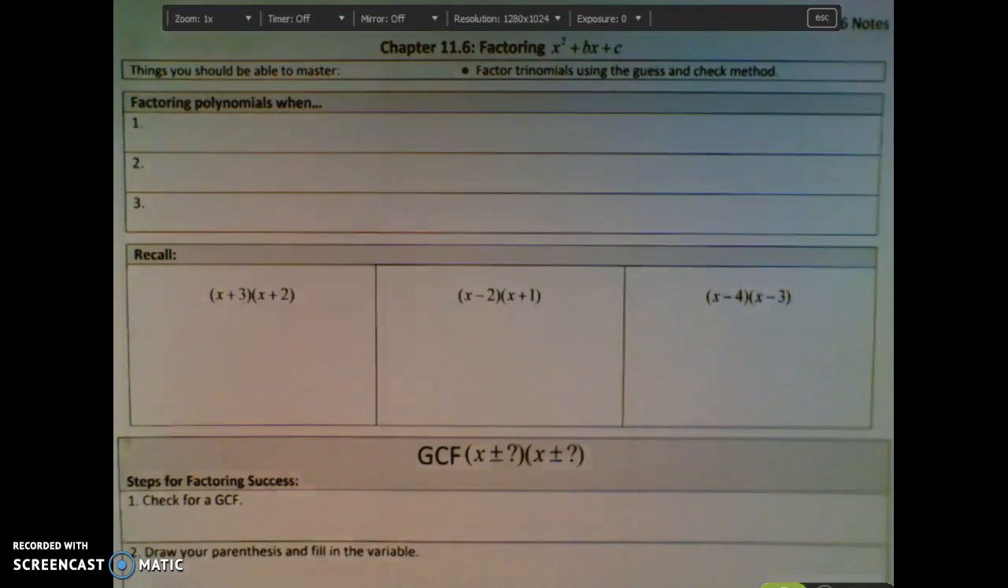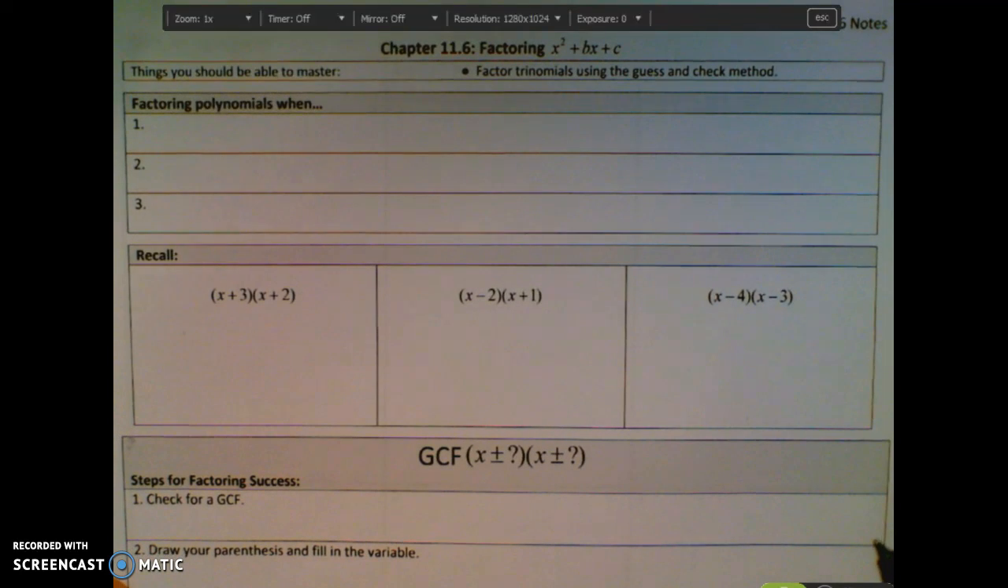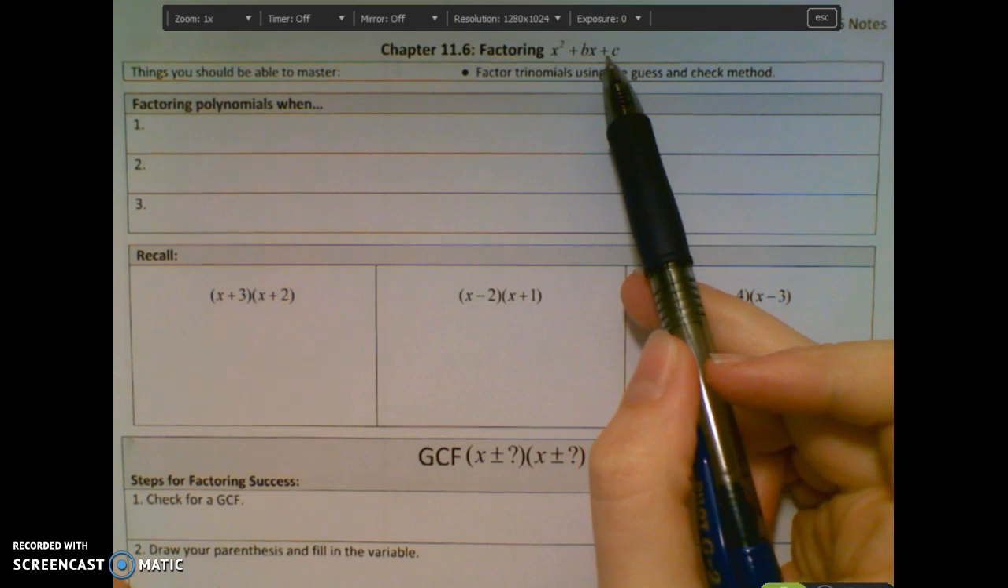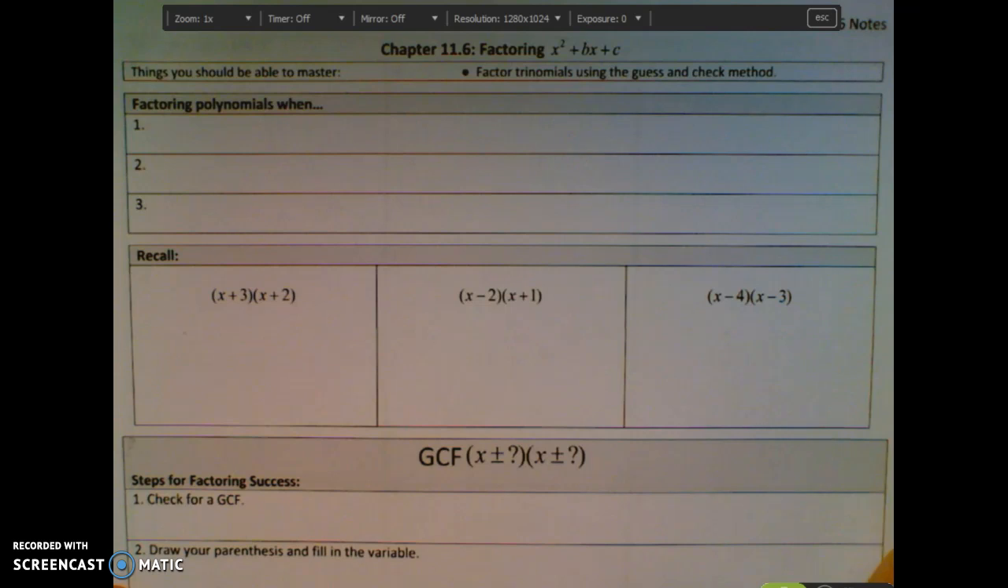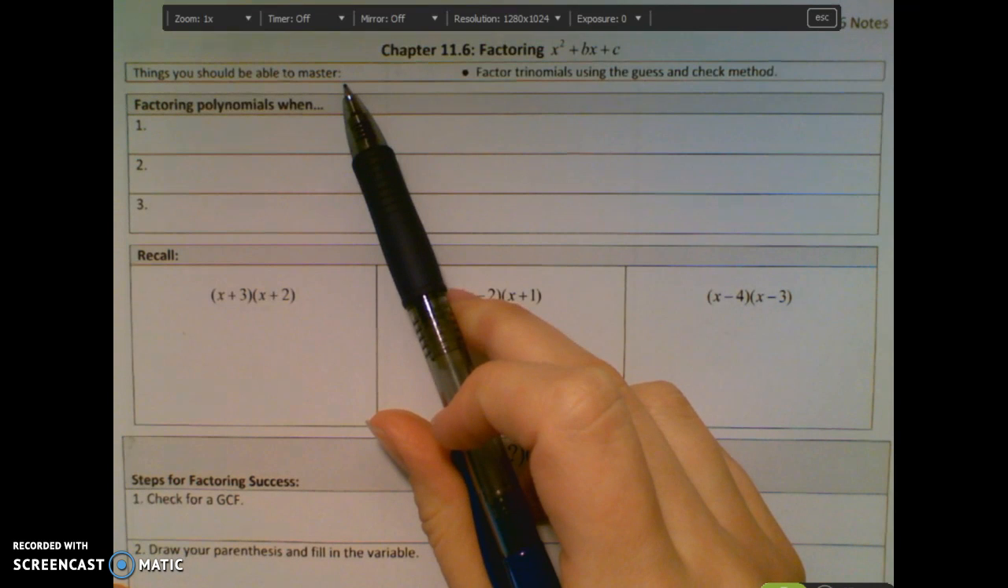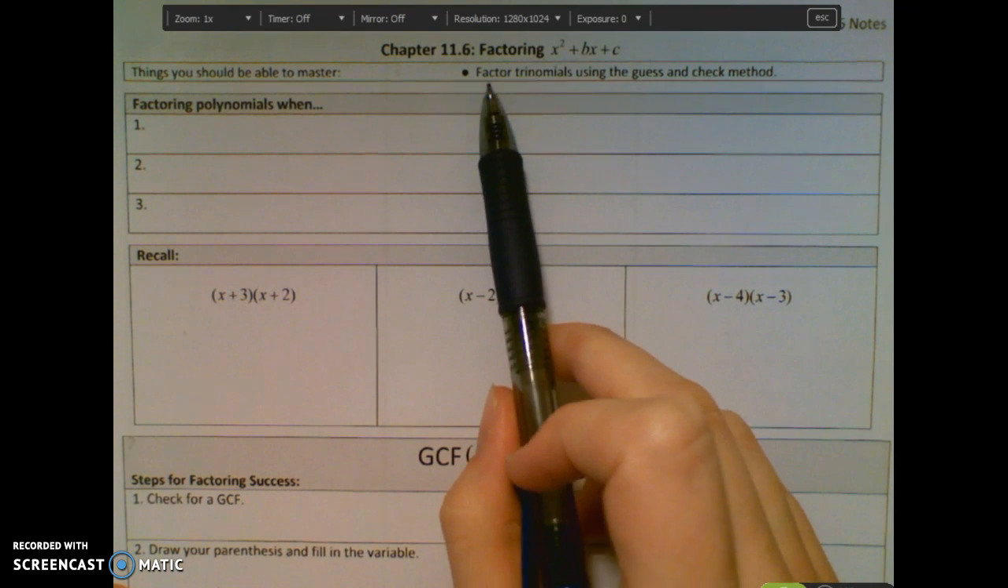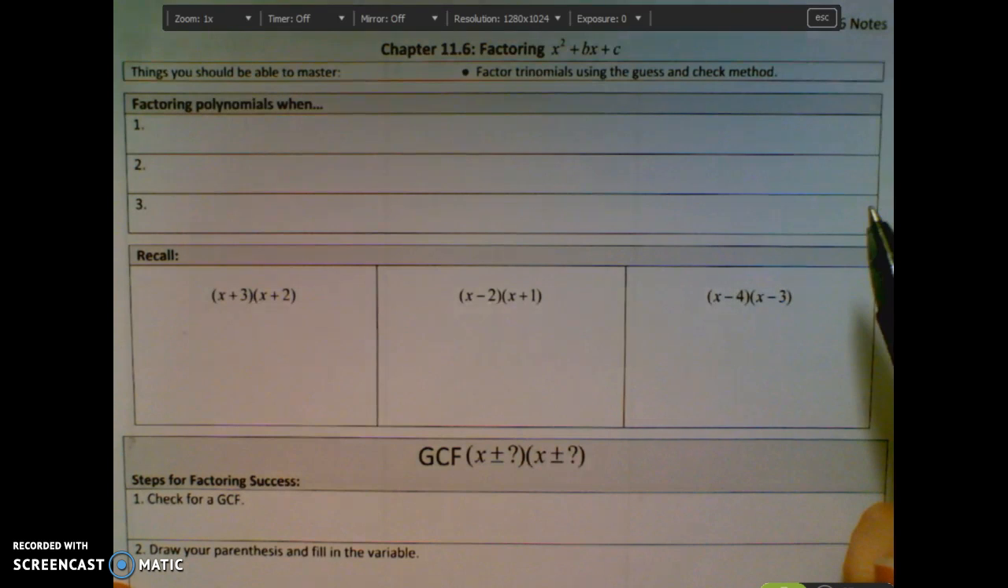Hello everyone, today we are doing 11.6, factoring x squared plus bx plus c. If you notice, that has three terms, so that is a trinomial. The one thing we need to master is to factor trinomials using the guess and check method. So that is what we are doing today.